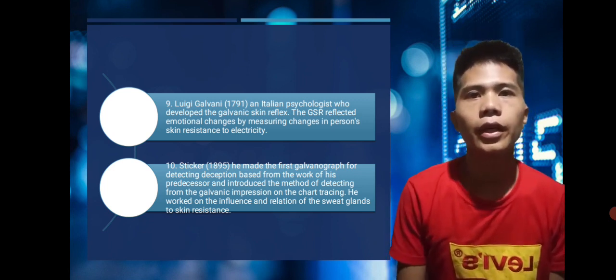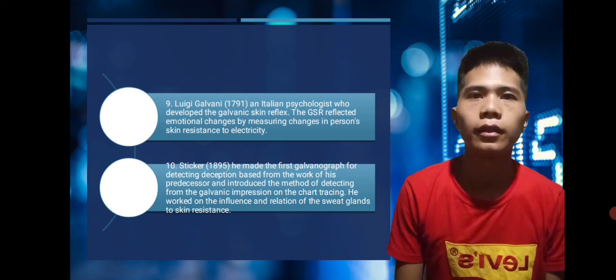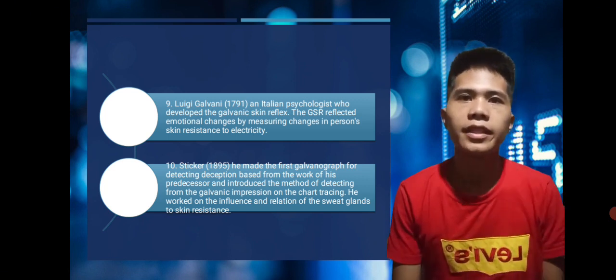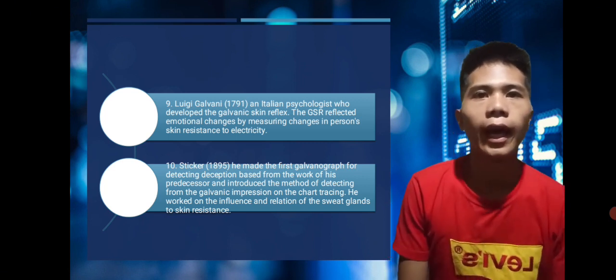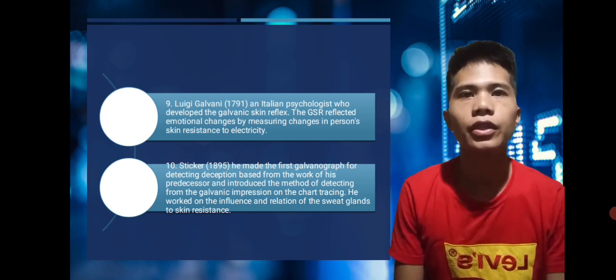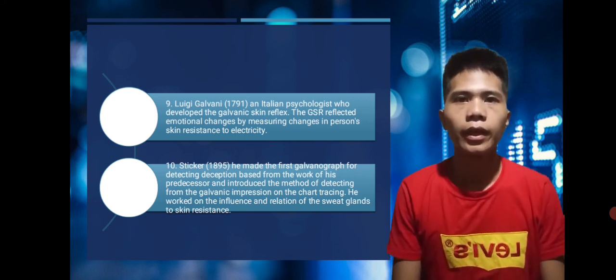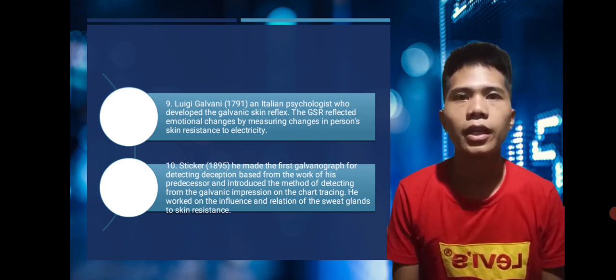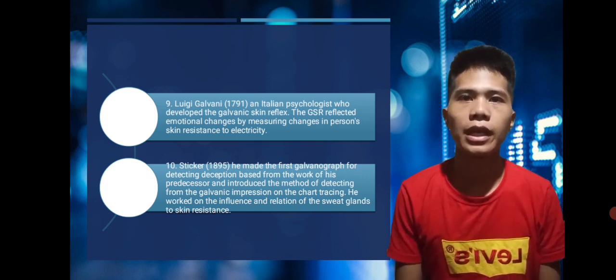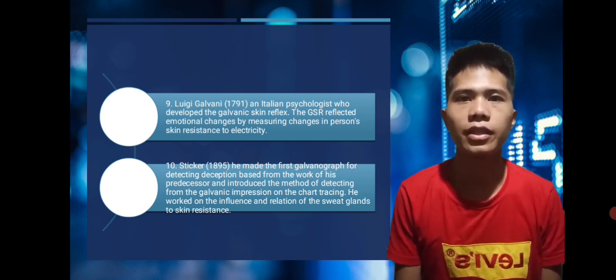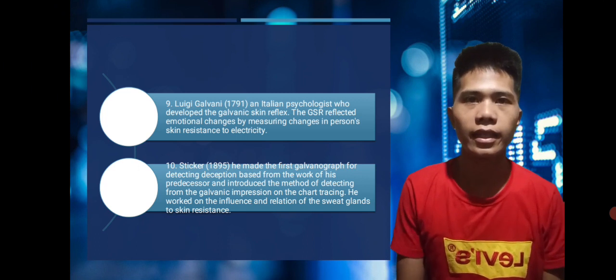The next is Luigi Galvani, 1791, an Italian psychologist who developed the galvanic skin reflex, the GSR, reflected emotional changes by measuring changes in a person's skin resistance to electricity.